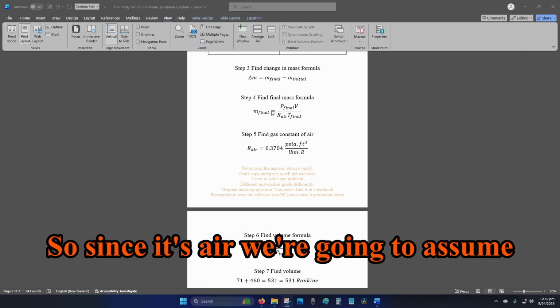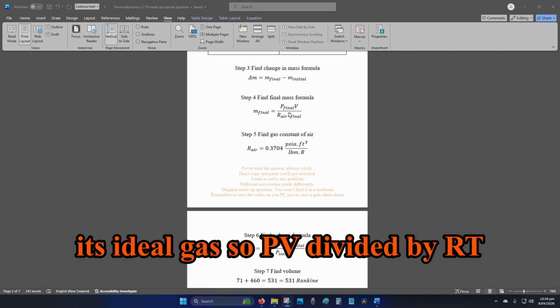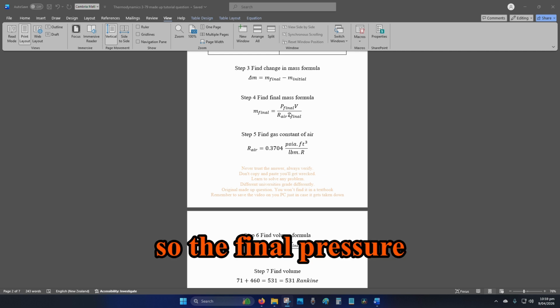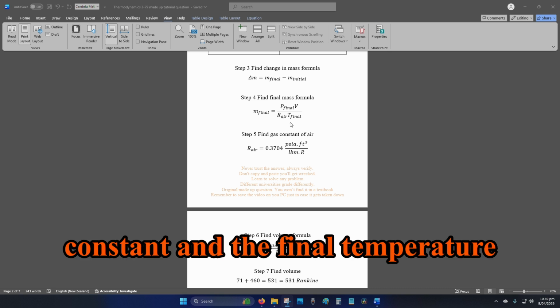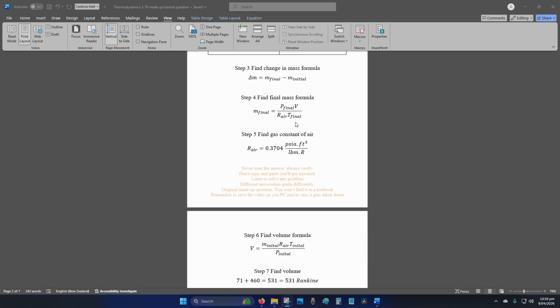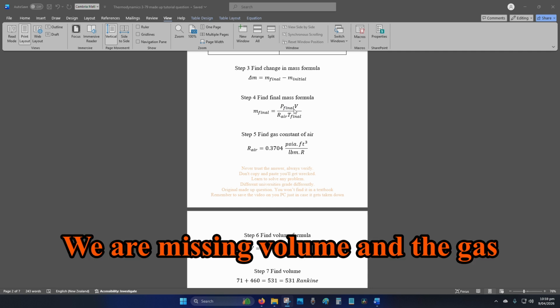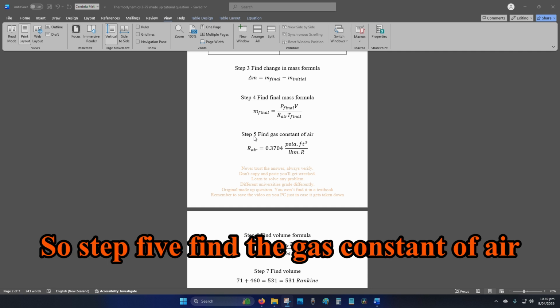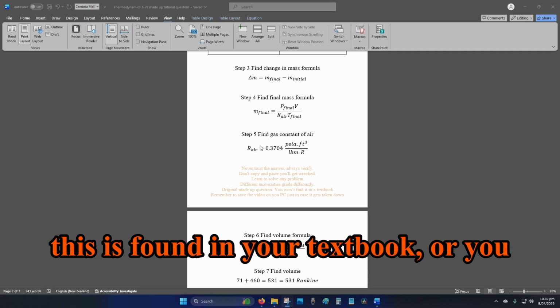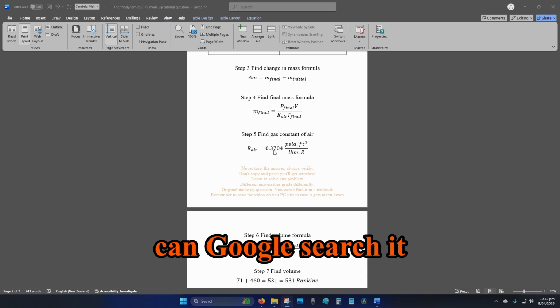Since it's air, we're going to assume it's an ideal gas. So m equals PV divided by RT: the final pressure, volume, the air gas constant, and the final temperature. We are missing the volume and the gas constant, so we need to find them. So step 5, find the gas constant of air. This is found in your textbook, or you can Google search it.